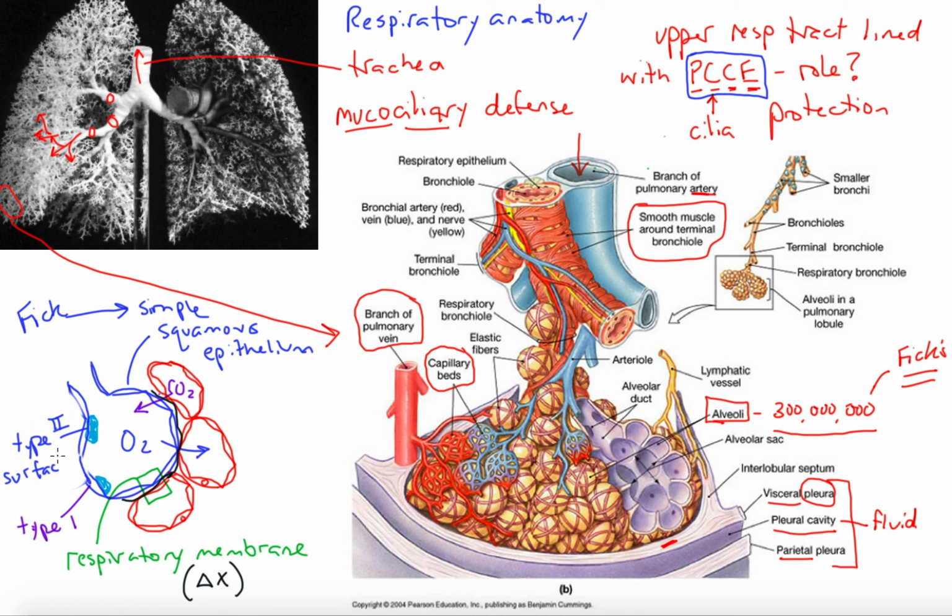Surfactant. And surfactant is like a detergent. And what it's going to do is sort of reduce the surface tension in there. And again, we'll come back to that and talk to it when we get more about the functionality of ventilation and the ease of air movement.